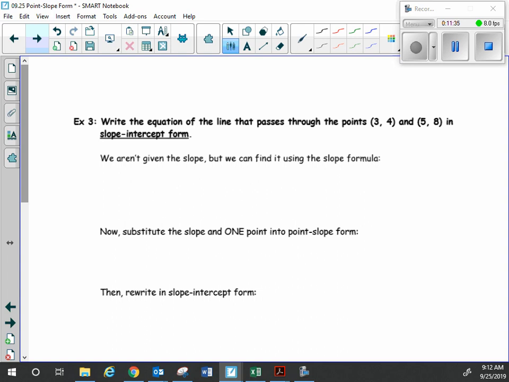Okay. So (3, 4) and (5, 8). First, I have to find the slope. What's my change in y? 4. What's my change in x? 2. Slope? 2. Okay. Which point do you want to use, the first or the second? Let's go with the first. It doesn't matter; if you use the second, you'll get the same answer as us. Y minus 4, I'm using the first one, is equivalent to 2 times x minus 3.